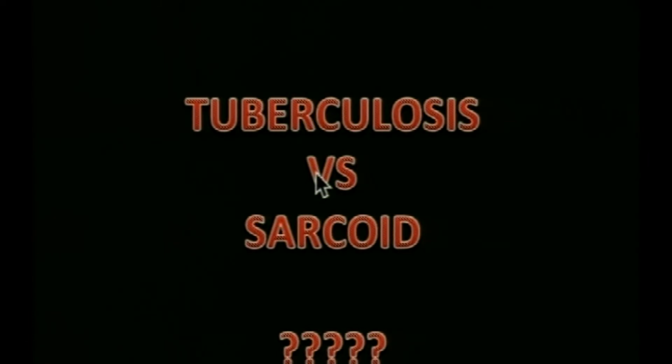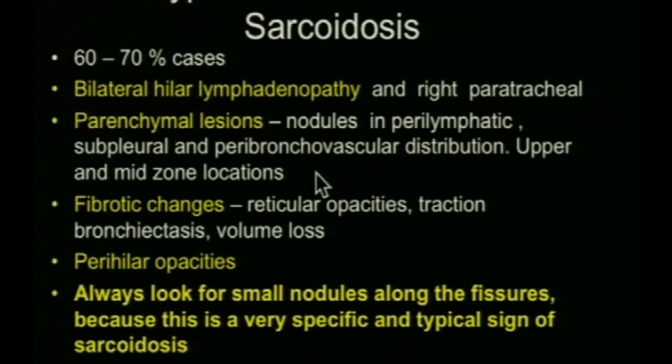So finishing the typical findings of TB, I'll come to the typical findings of sarcoid, which are seen in 60 to 70% of the patients: bilateral hilar lymphadenopathy, parenchymal lesions, which are usually nodules in typical location, which we describe as perilymphatic, subpleural, peribronchovascular. The zones are usually upper and mid zones, and in the end stage you get fibrosis. Always look for some nodules which are near the fissure, which will give you the indication that this is sarcoid.